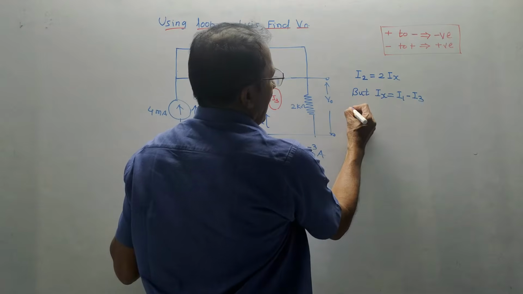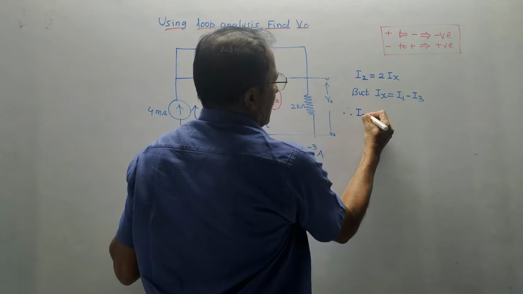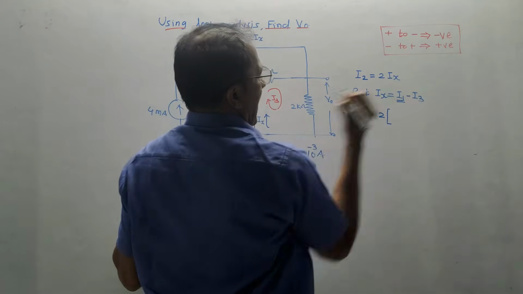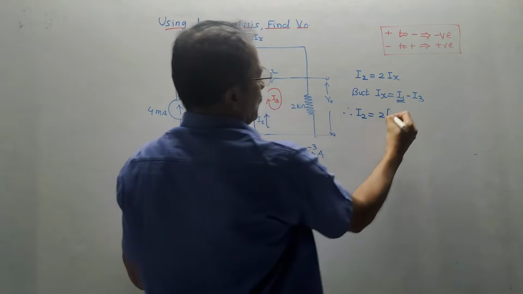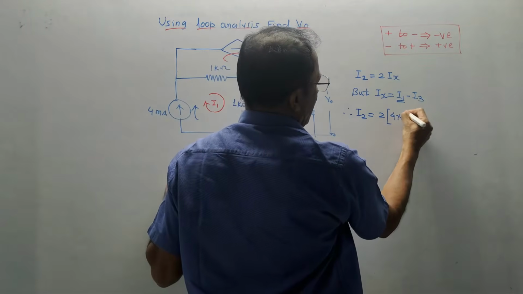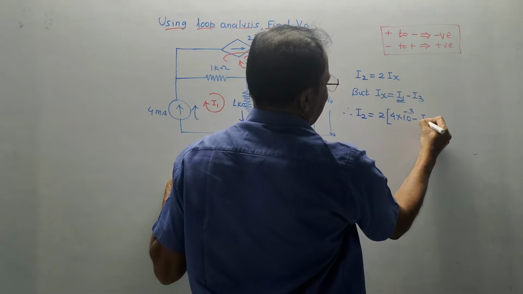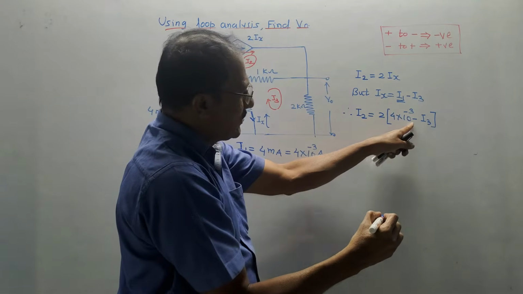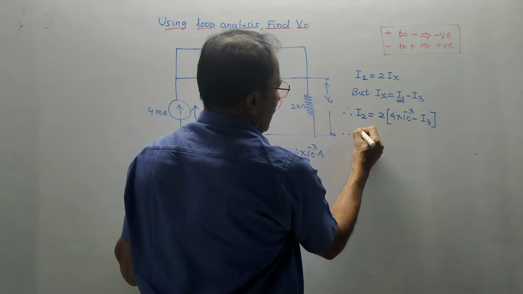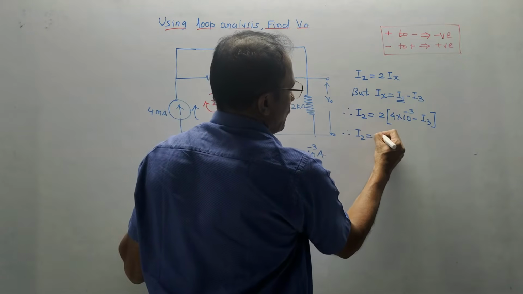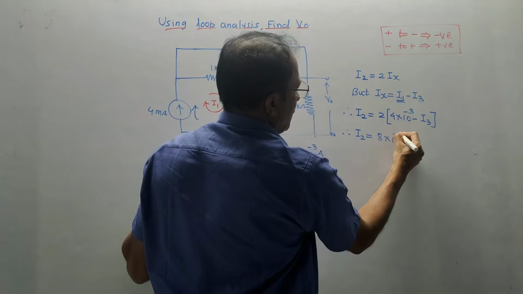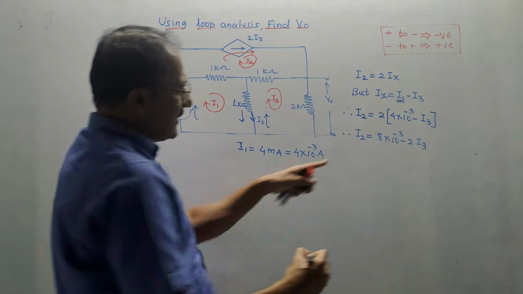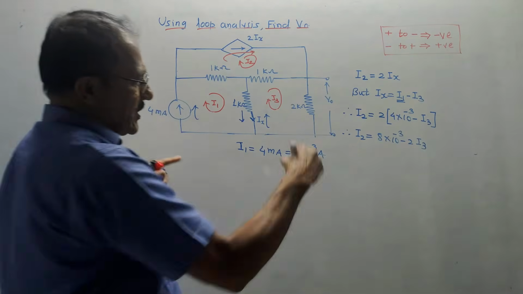So simply I will put this value in the equation of I2. I2 is 2 times the bracket value of I1. I1 is 4 into 10 raised to minus 3, so 4 into 10 raised to minus 3 minus I3, because Ix is I1 minus I3 and I have simply put the value of Ix. Therefore, I will get I2 equals 8 into 10 raised to minus 3 minus 2I3. This is the value of I2 which I got.